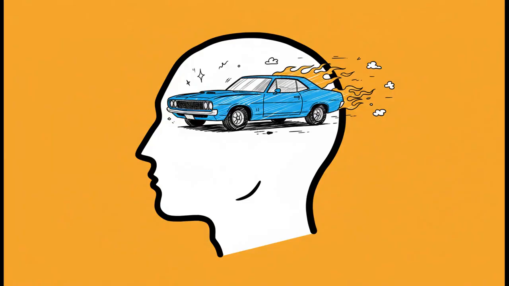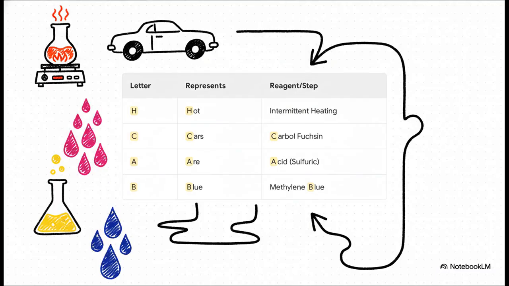Okay, listen up, because this next part is pure gold for your exams. I know, trying to remember all these steps and chemicals can be a real headache, but don't worry, I've got a killer mnemonic for you that's going to make it ridiculously easy. All you have to remember is this simple phrase. Hot cars are blue. Let's break it down. H is for the hot method. C, cars, is for Carbol Fuchsin, our primary stain. A, R, is for acid, the decolorizer. And B, blue, is for methylene blue, the counter stain. Seriously, lock that phrase in your brain and you'll never mess up the order in your practicals.